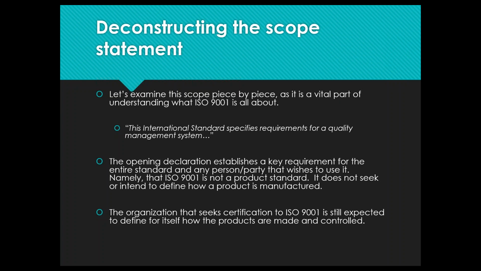These are not product requirements. ISO 9001 is not a product standard. It does not intend to tell an organization how to manufacture its product. Any organization that is ISO 9001 certified or seeking certification is still expected to define for itself how the products are going to be made, how the products are going to be controlled, and how to separate a good product from a bad product. So again, ISO 9001, first key idea, not a product standard.